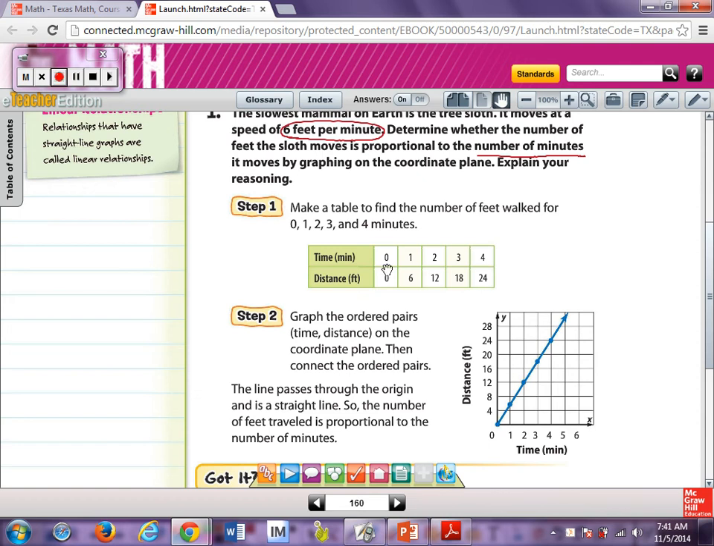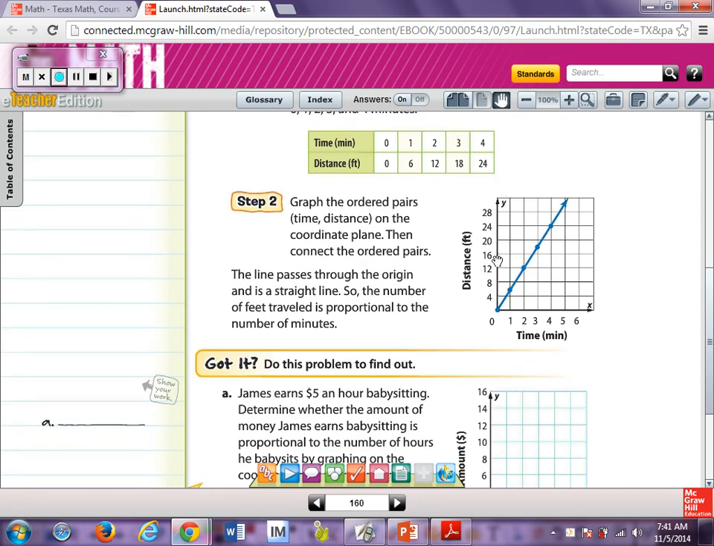There we go. And also it says here, if he's not moving at all, if no time has passed, he doesn't move at all. That makes sense. And those coordinates represent the origin. So before I even make a graph, I can see that because it has these 2 points, 0 and 0, that it absolutely crosses through the origin.